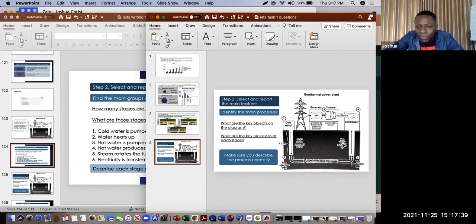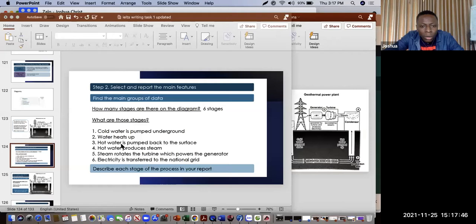Then after that, you can see here, water pumped up. It's already written down. So hot water is pumped back to the surface, the Earth's surface. Then here, we know that it is hot water that is pumped. But the hot water becomes gaseous or a steam. Steam simply means gaseous water.